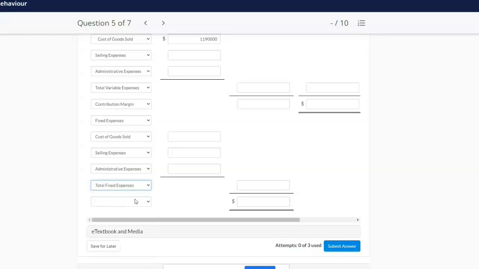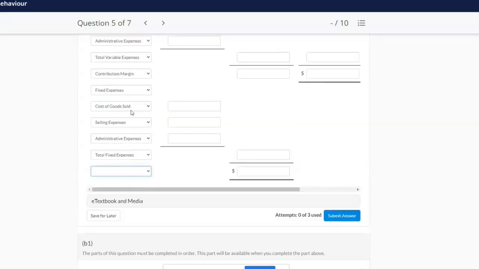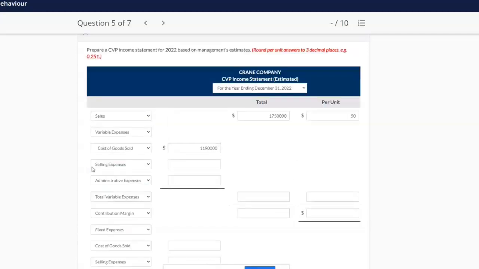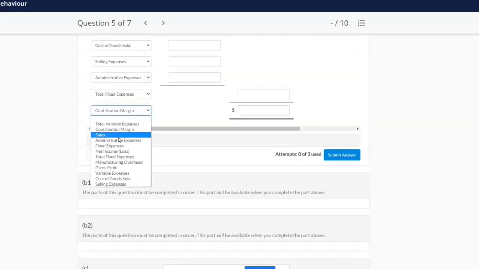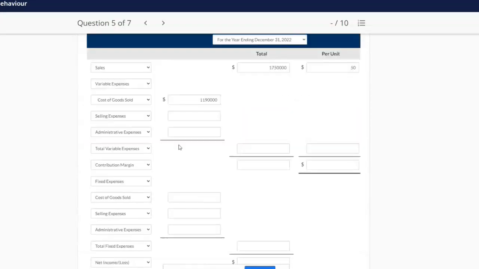But why do we repeat the selling expense and the administrative expense again? This is for the fixed. Yes, because you do the variable first, you get the contribution margin, and then you do the fixed. So the end is the net income, to calculate the total net income. Now it's going to be easy for you to understand as well.